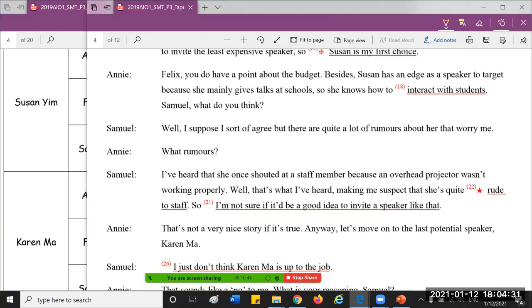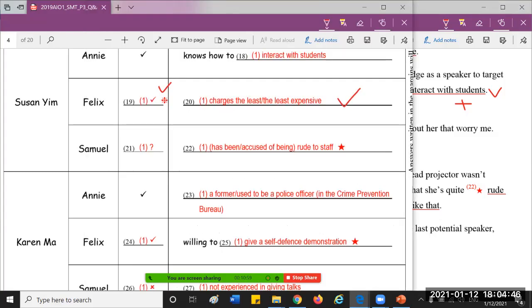Okay, Annie said, Felix, do you have a point? Okay, here, Susan has an edge and she knows how to interact with students, and that is positive point. So Annie likes Susan as well because she interacts with students. Susan interacts with students, but here we have verb to be. Okay, so you need to use to infinitive, no change, to interact with students with S, otherwise it's wrong. All right, so give yourself a tick here. Next, let's continue. I'll give you 5 seconds to check question 18 to 20. Question 18 to 20.